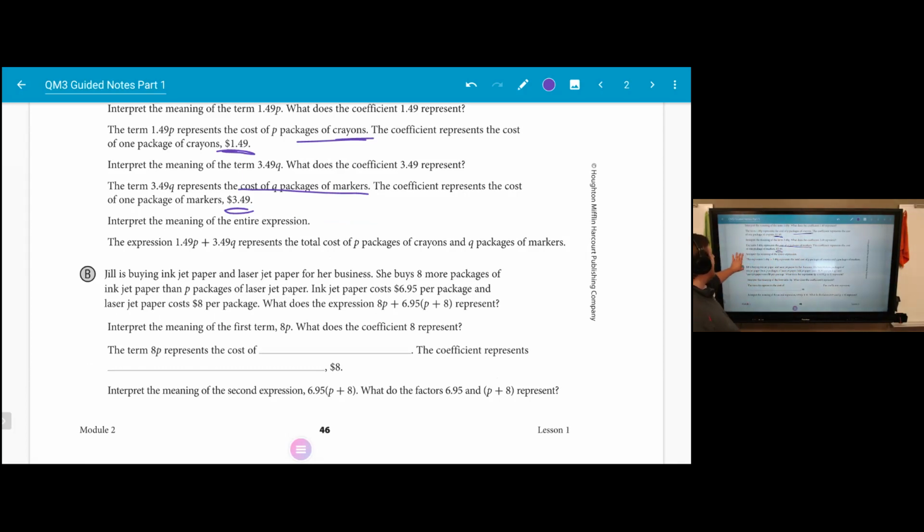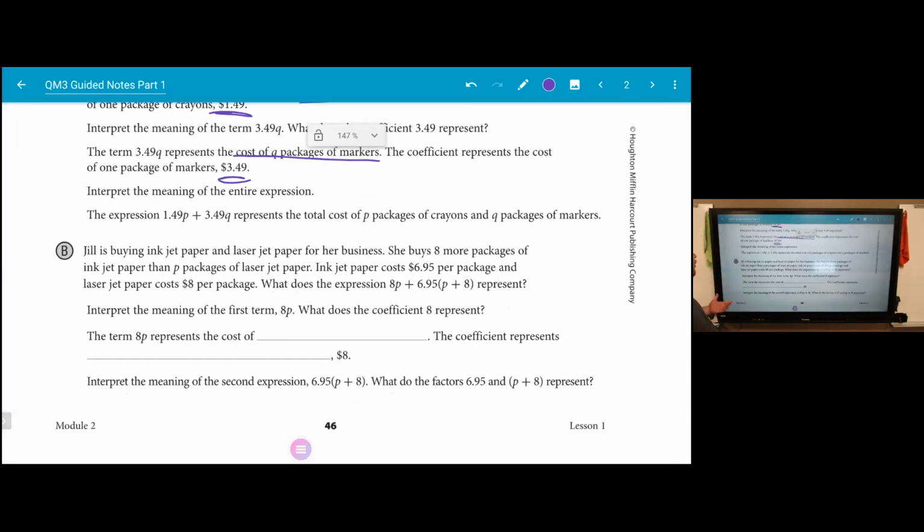Jill is buying inkjet paper and laserjet paper for her business. She buys 8 more packages of inkjet paper than P packages of laserjet paper. Oh, we're going to make our own expressions. And inkjet paper costs $6.95 per package, and laserjet paper costs $8 per package. What does the expression 8p plus 6.95 times p plus 8 represent? Notice there's only one variable.